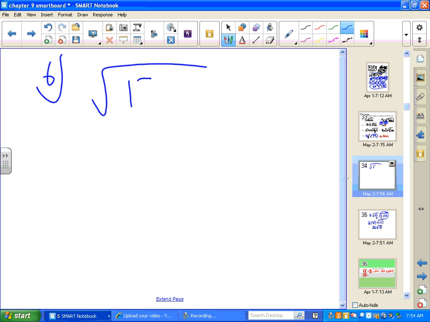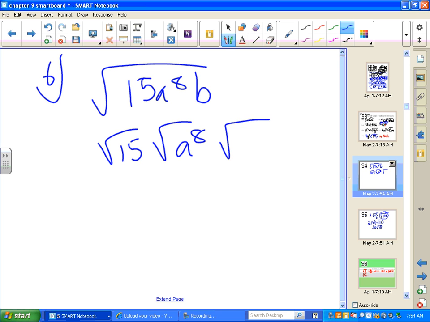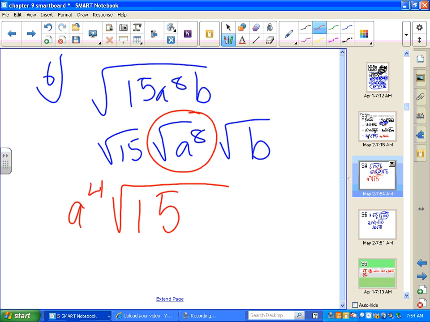Annalise, which one of these is perfect? Yep, this is the only one that's perfect. So it's actually pretty easy. Circle what's perfect. If there's an even number exponent, what do we do? Alyssa. Good, divide it by 2, so we get a to the 4th. Square root of 15 and square root of b get mushed together because unfortunately they're not perfect. So they get thrown inside the square root symbol by themselves.